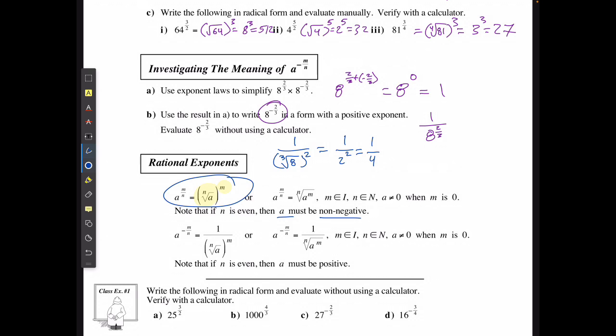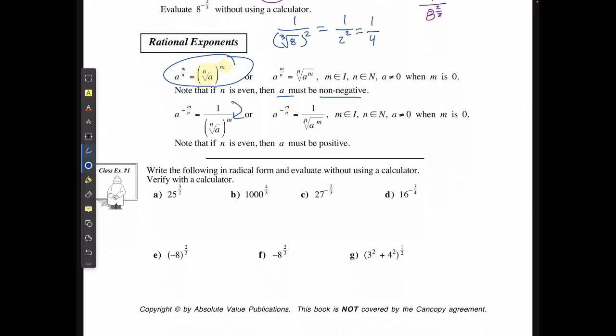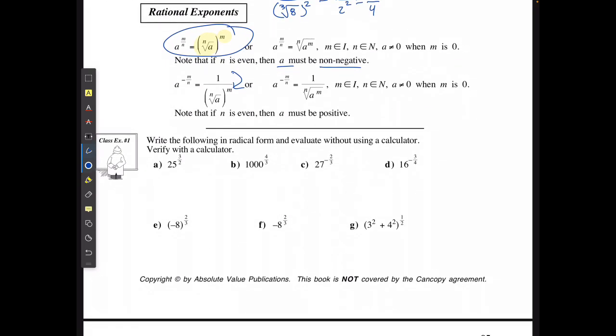When I go to my negative ones, all I do is first I move it into the denominator, and then I do the exact same process I would have done if it was not in the denominator. I'm going to either take the nth root and then apply it to the power of m, or I'm going to apply it to the power of m and then take the nth root. And in this case, if n is even, a still must be positive in order to actually solve it. Can't take the nth root of a negative.